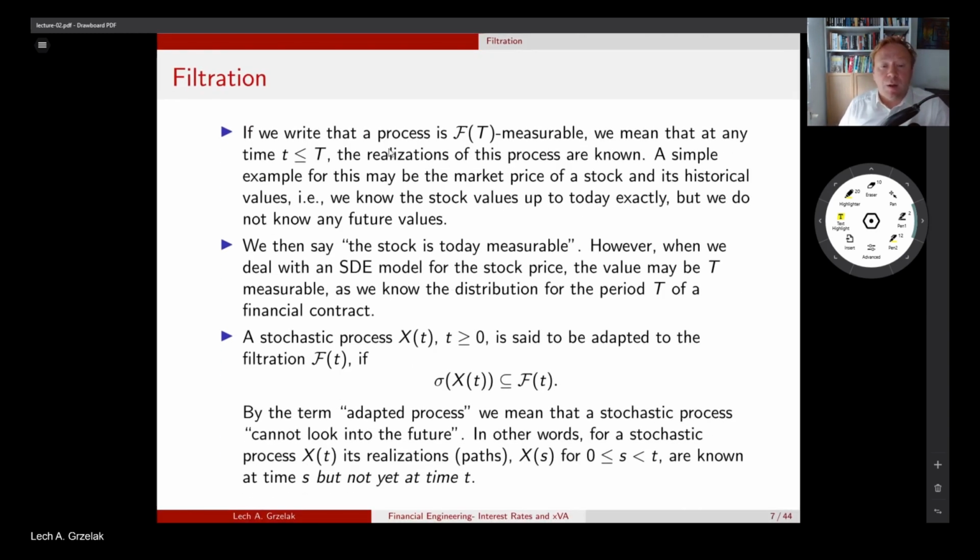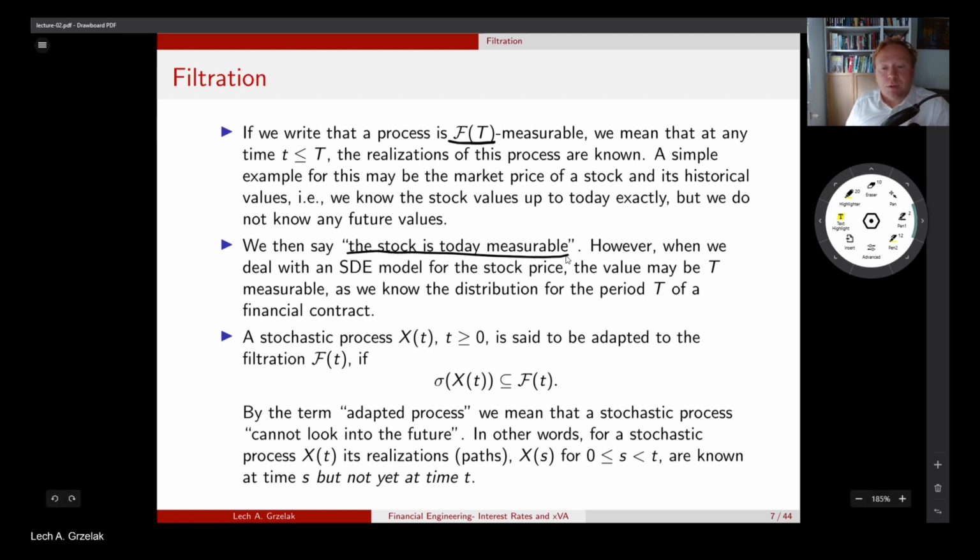Here is a little bit of mathematical description. If we say that the process is F_t measurable, we mean that at any point in time before capital time T, we know the realization of this process. Like I said, if we are today, we know exactly the history of a process, so it's deterministic and it's known. This is an example where we have a stock value and we look at the historical values.